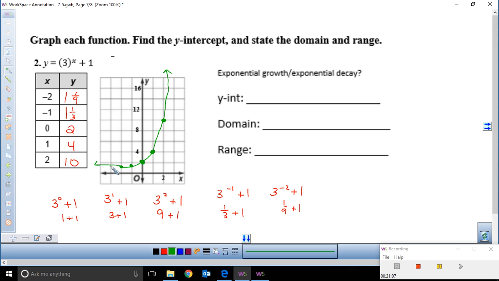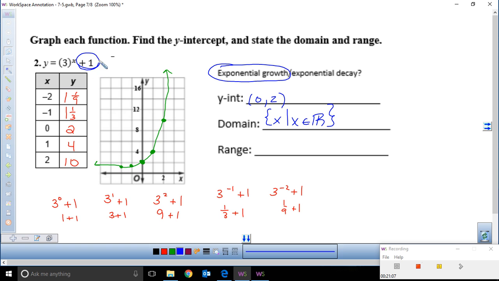It'll look like this. Now, let's talk about if it's exponential growth or decay. It's still growth because the number being raised to the exponent is greater than 1. My y-intercept, however, is (0, 2). My domain, I can still put any number in for x, so it's going to be the set of all x's such that x is an element of the real numbers. Let's talk about my range. My range is going to be different because of this right here.